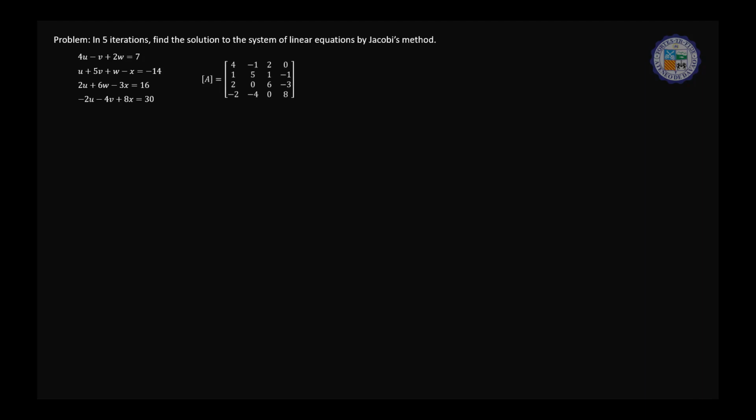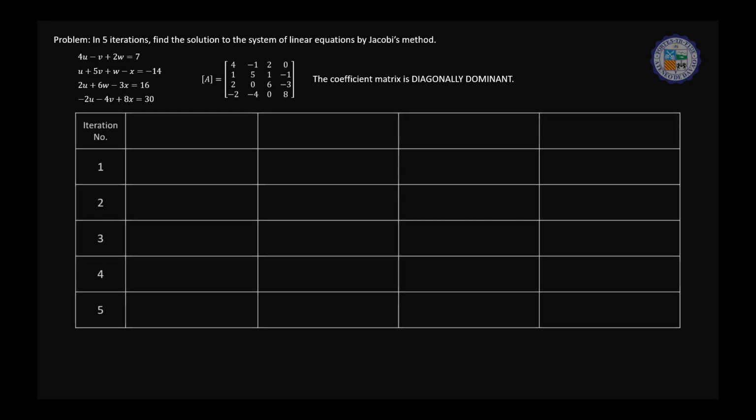So same as before, we have to check the dominance of the diagonal elements, and since we are using the same system of linear equations, we are sure that the convergence criteria is guaranteed. The solution is still tabular, and we will express the unknown variables in terms of the others. Initially, we will set u, v, w, and x equal to 0. This is our first set of values. So u, v, w, and x are equal to 0.